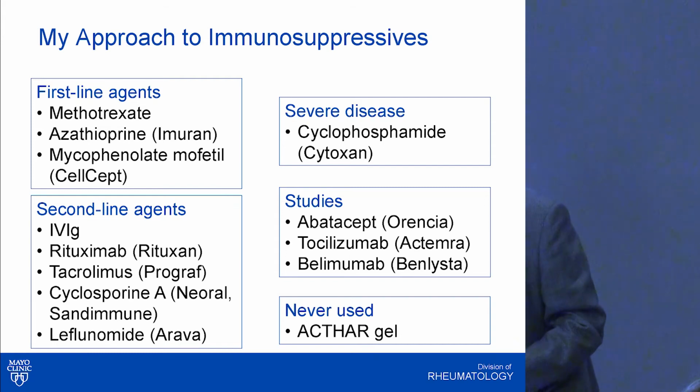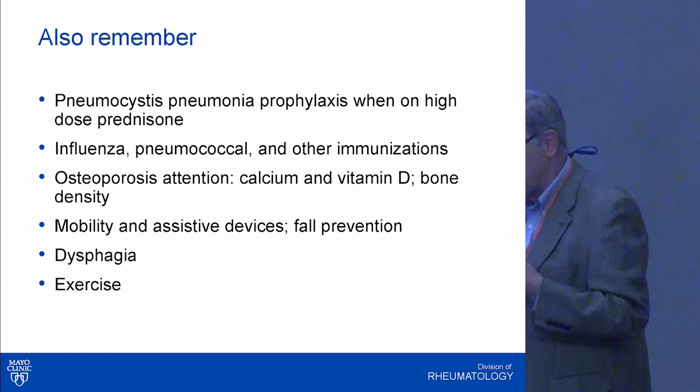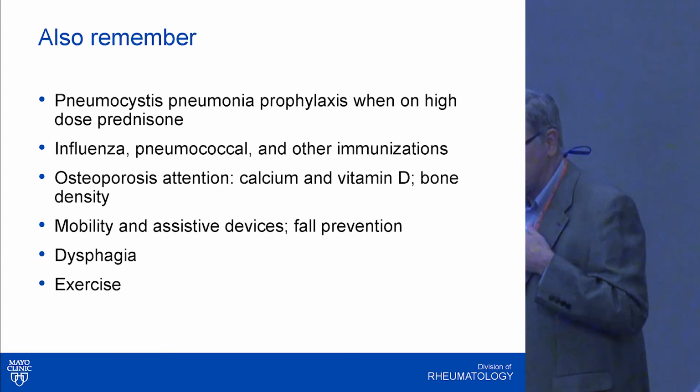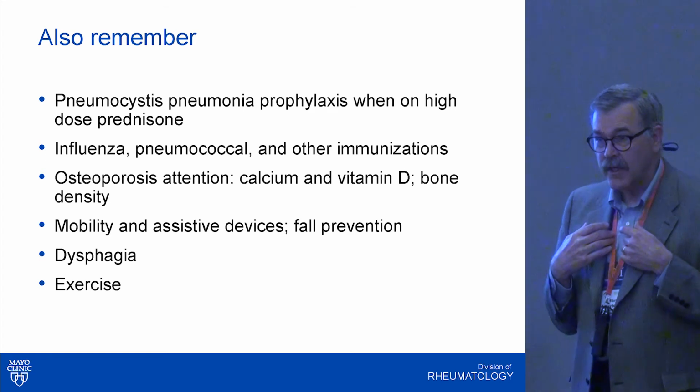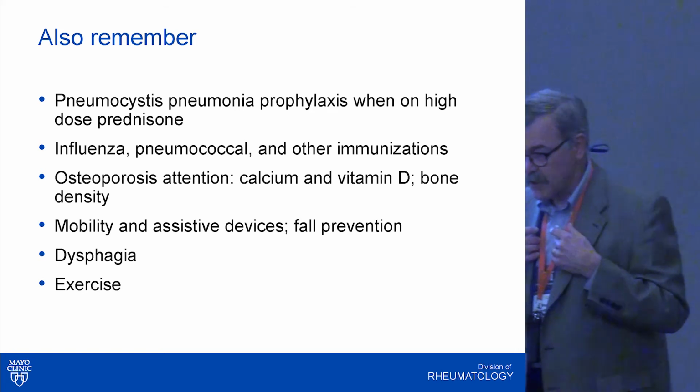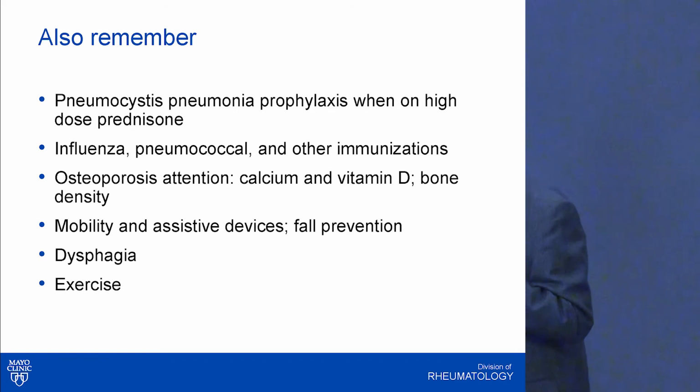There are studies ongoing with some other immune-suppressing drugs. Acthar has been promoted. I've honestly never used it. I think that there aren't data to support it. Then there are the other things. Pneumocystis pneumonia is a particular lung infection that's a risk in patients on high-dose prednisone. So we'll use trimethoprim sulfamethoxazole, Bactrim, as a prophylactic drug.